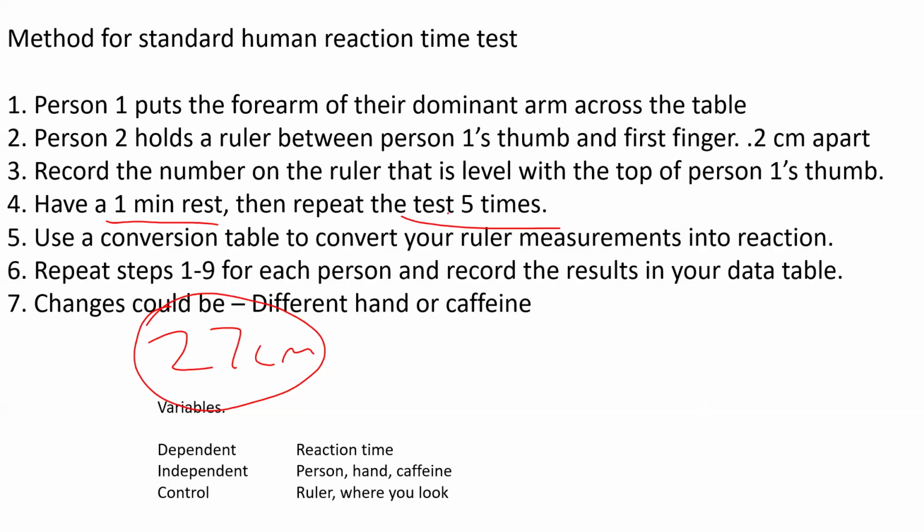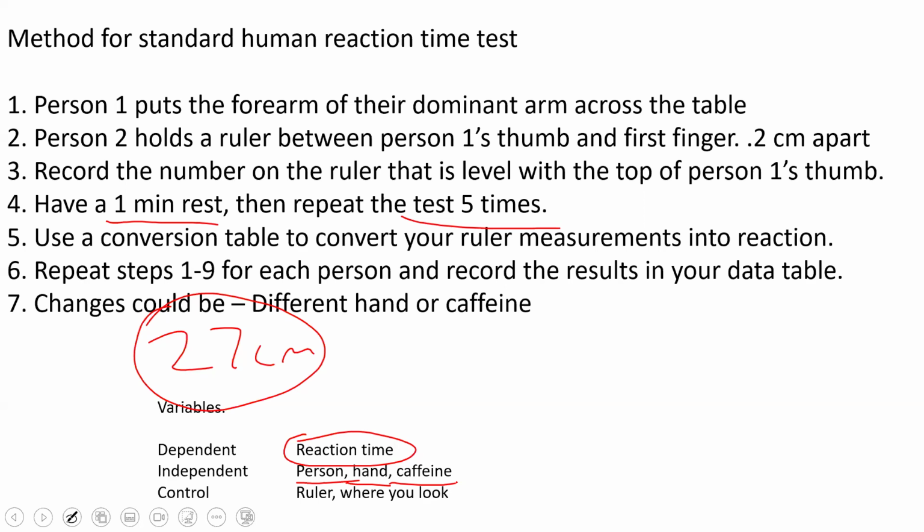All right, so variables, don't mess in class. So don't mess. What are we measuring? We are measuring our reaction time. We're not measuring the distance on the ruler. We're measuring the time for your reaction. What are we going to change? It could be the person. It could be the hand. It could be caffeine. Okay? It could be one eye.